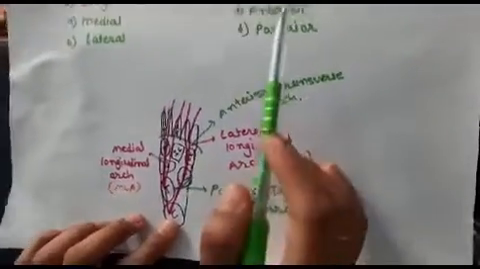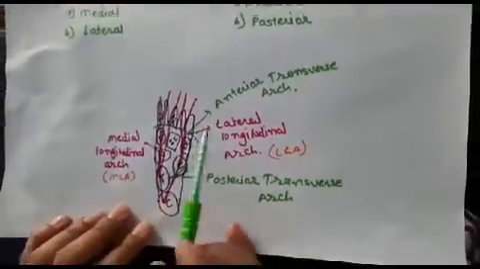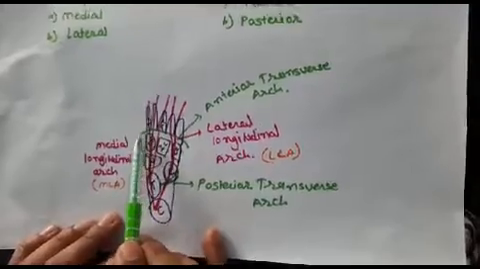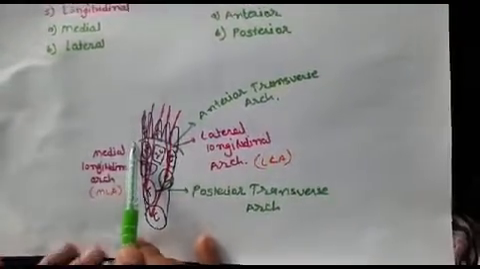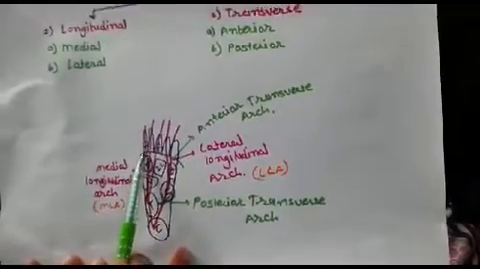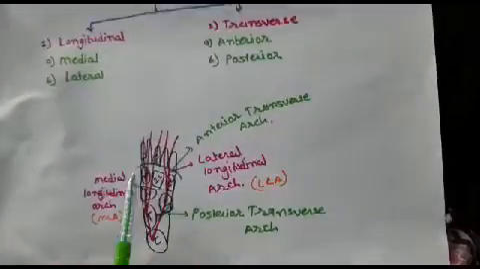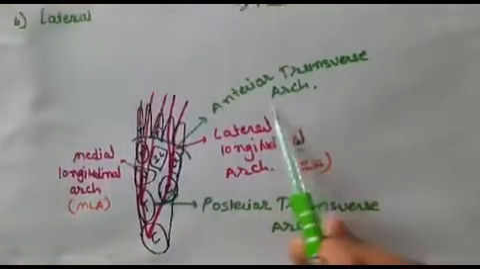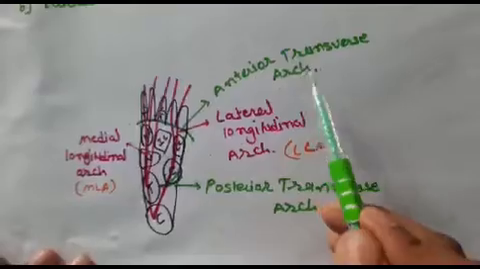Next, the transverse arches. The first arch is along the heads of the metatarsals. It forms in the anterior part of the foot, along the heads of the metatarsals, from the medial side to the fifth on the lateral side. This green colored one you can see is called the transverse arch, and as it is on the anterior side, it is the anterior transverse arch.